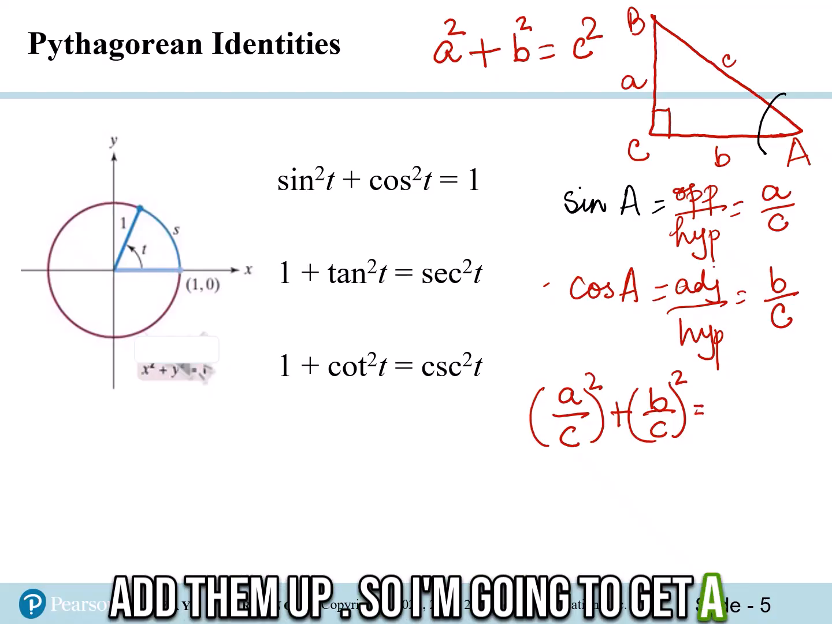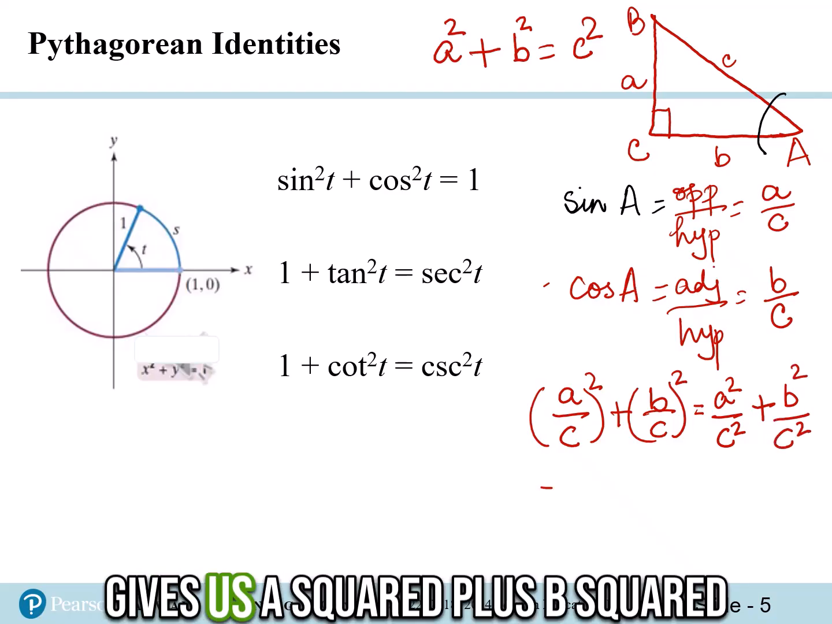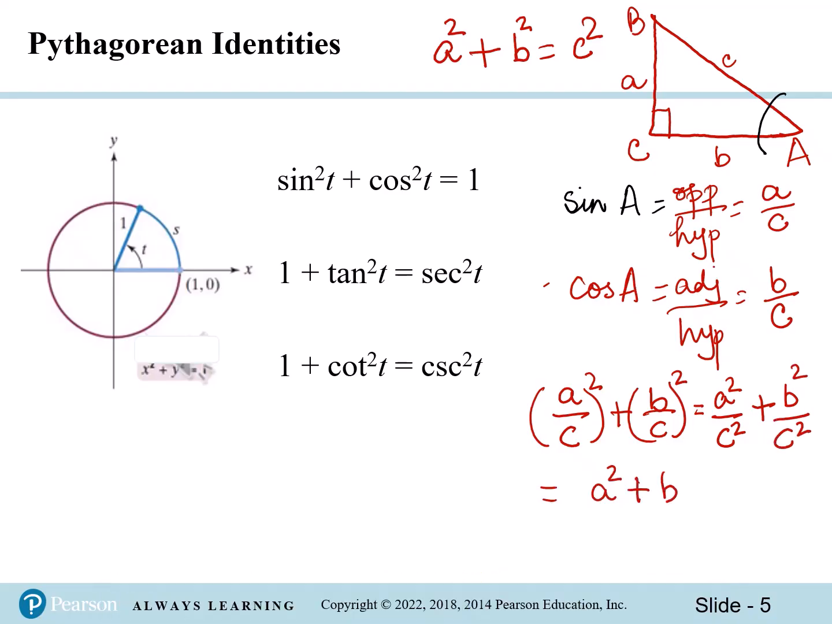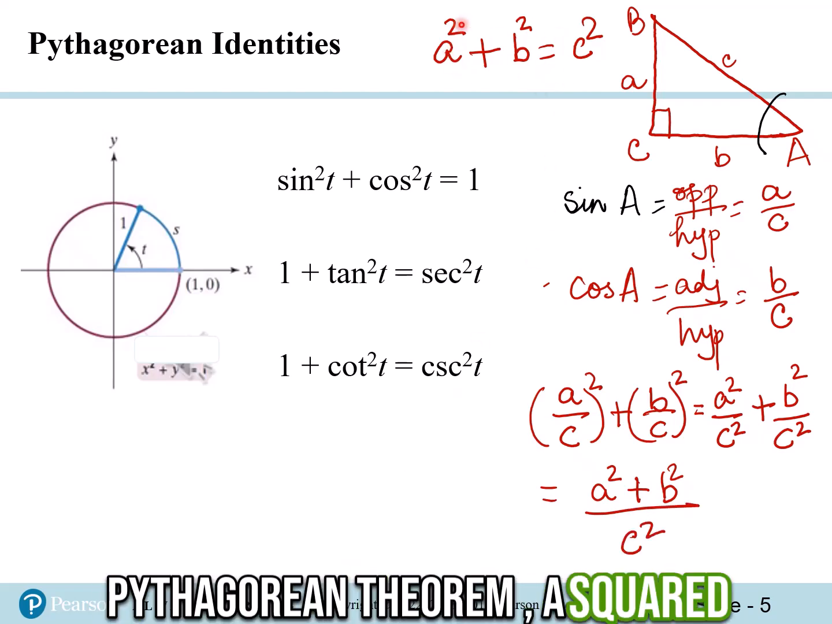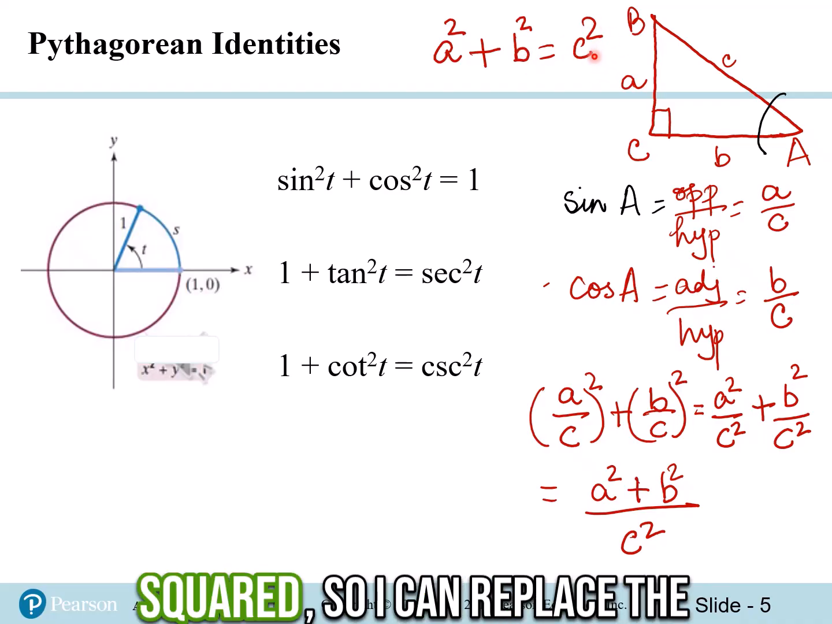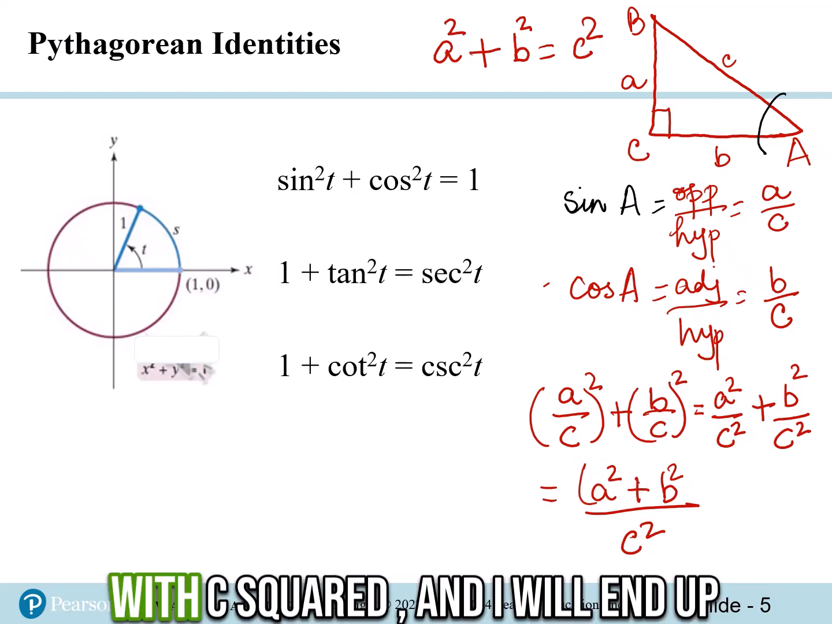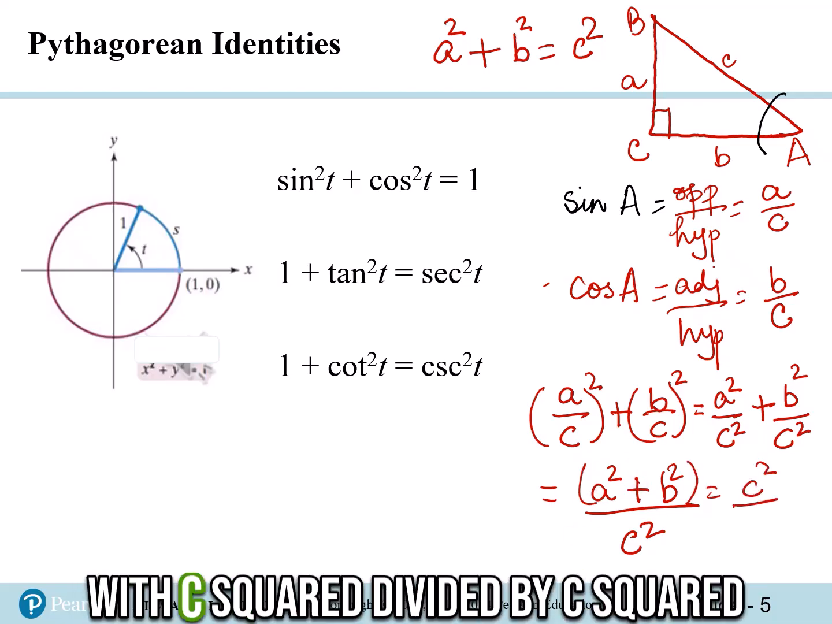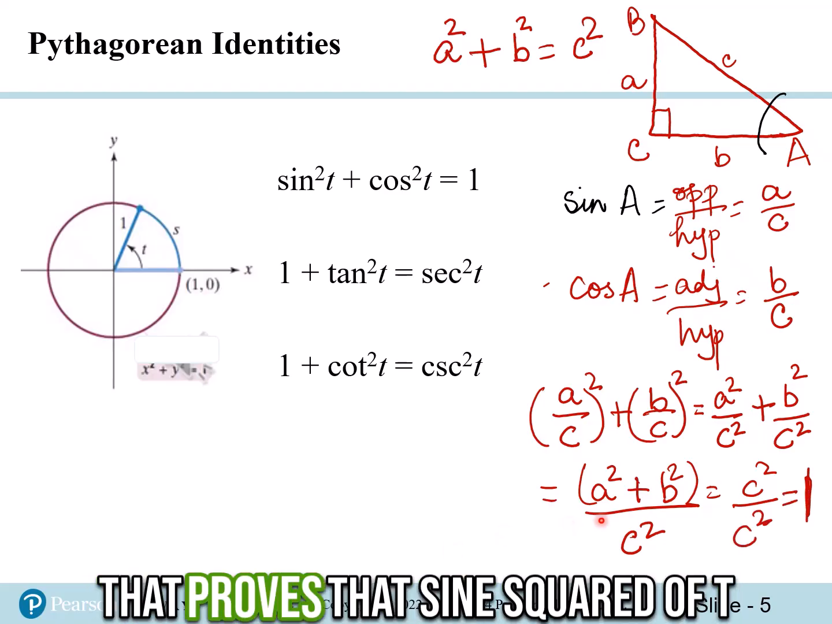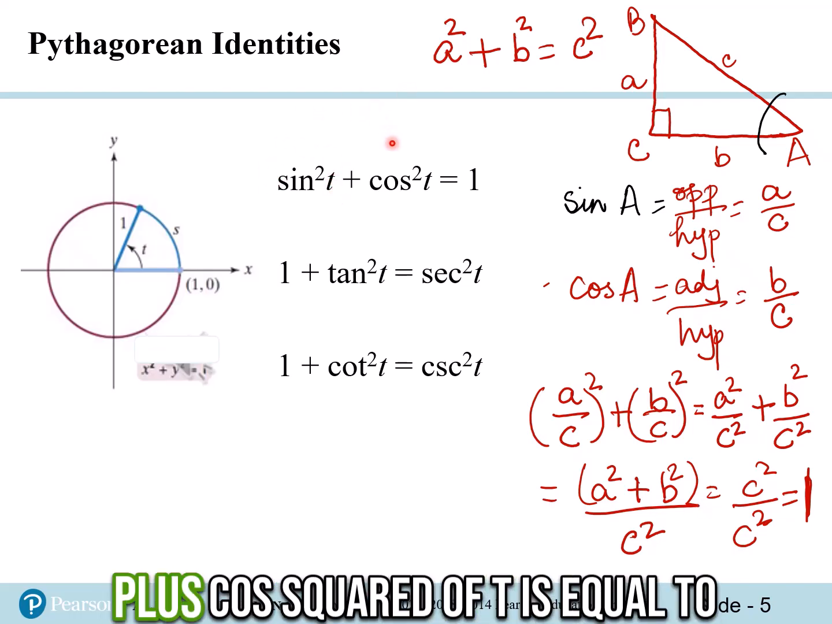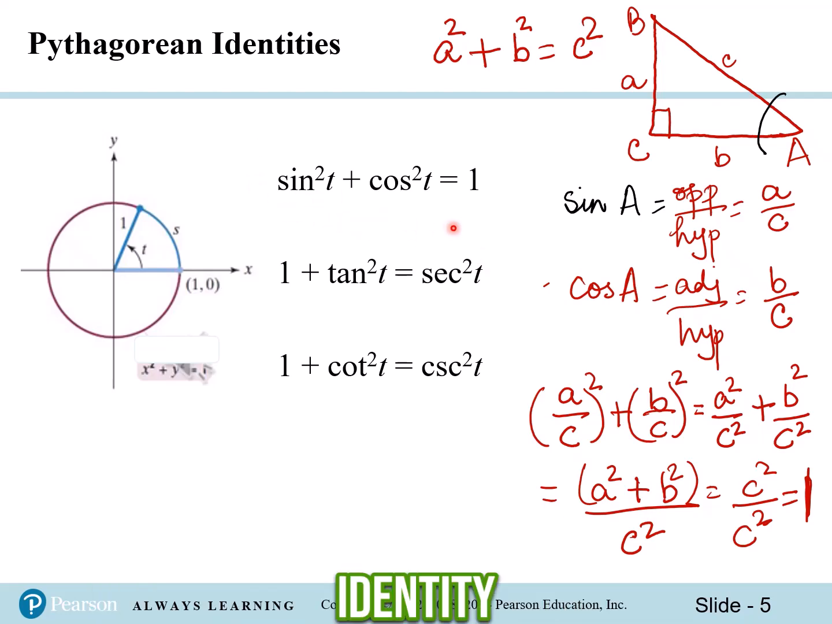So I'm going to get A squared over C squared plus B squared over C squared, which gives us A squared plus B squared divided by C squared. And by the Pythagorean theorem, A squared plus B squared is equal to C squared. So I can replace the numerator expression A squared plus B squared with C squared, and I will end up with C squared divided by C squared, which is equal to 1, correct? So that proves that sine squared of t plus cos squared of t is equal to 1. So we've just proved the first Pythagorean identity in trigonometry.